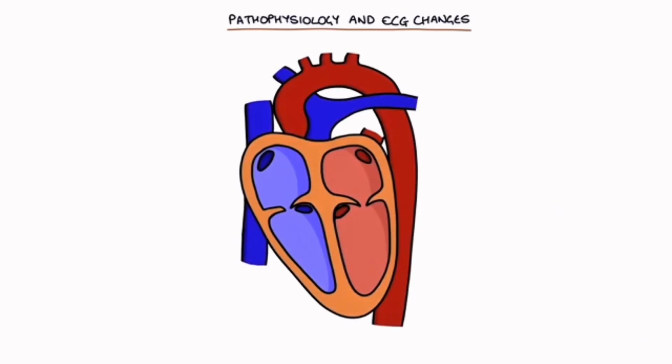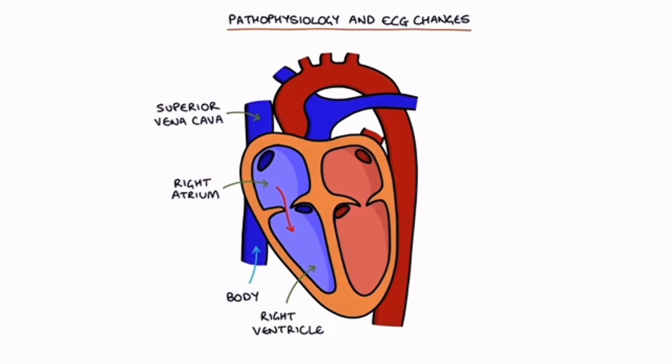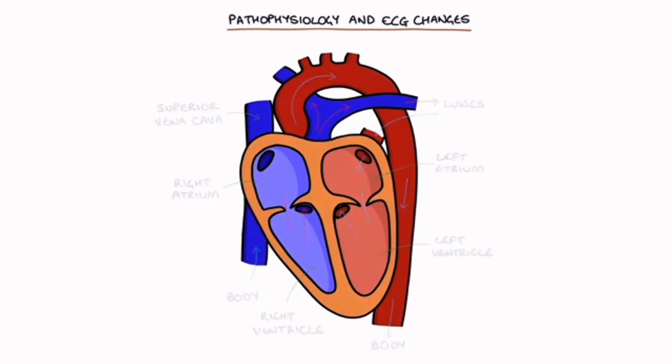The heart has 4 chambers. Blood that's returning from the body drains from the superior vena cava into the right atrium. The right atrium will then pump blood into the right ventricle, which then will pump blood into the lungs. Blood returning from the lungs will drain into the left atrium, which will then pump blood into the left ventricle. The left ventricle will pump blood out of the heart and into the body. The pumping action of the heart is coordinated by organized electrical activity.